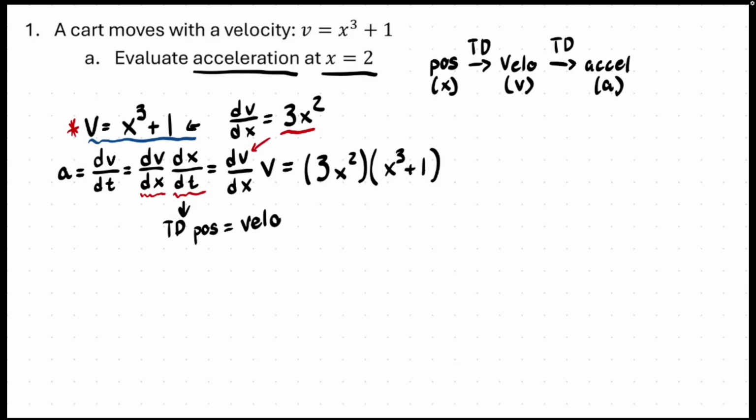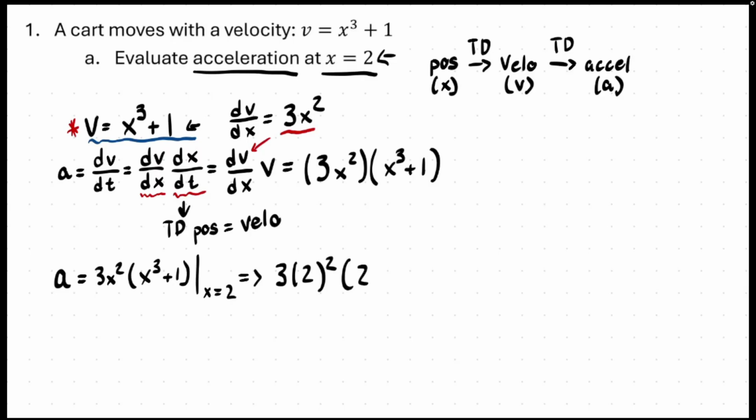Now we have our acceleration as a function of x, and we can plug in our given value. We want to find out when x equals 2 what the acceleration is. So I'm going to rewrite it really quick, where the acceleration is 3x squared times x cubed plus 1, and we're going to evaluate that when x is equal to 2. So let's plug in our numbers: 3 times 2 squared times 2 cubed plus 1.